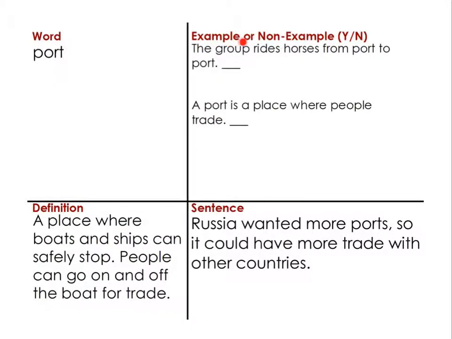Let's look at some example or non-example sentences. You decide yes or no. The group rides horses from port to port. Is it an example or non-example? Here's the next sentence. A port is a place where people trade. Is it an example or non-example?